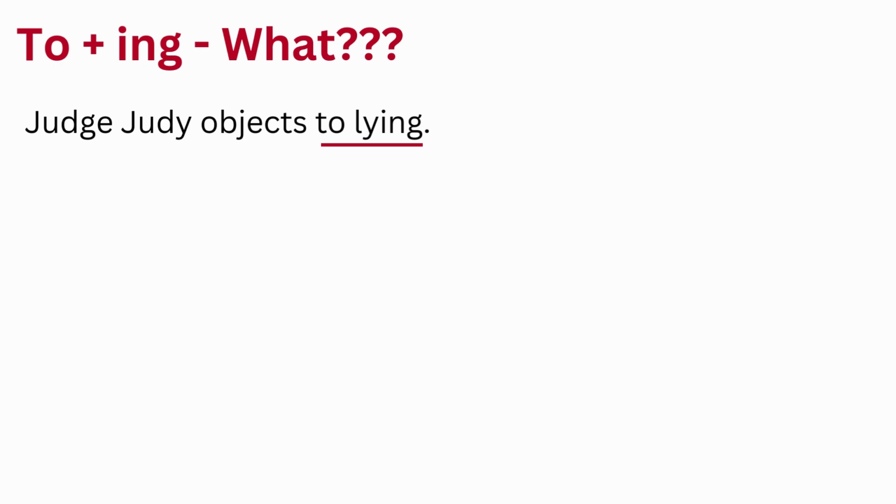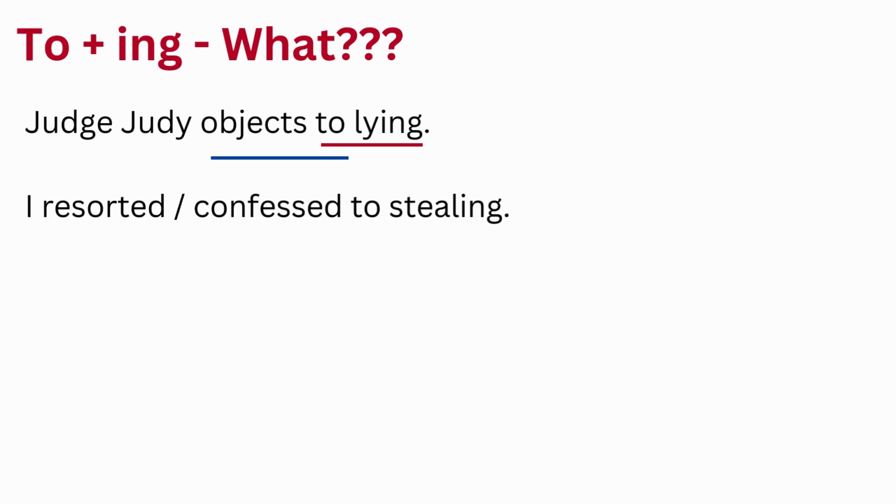We have another example. Judge Judy objects to lying. Here, objects means she gets angry or disapproves of lying. Once again, we see to followed by ing. The verb is objects to, and it functions as one unit, while lying is the second verb. Another example. I resorted to stealing, or I confessed to stealing.